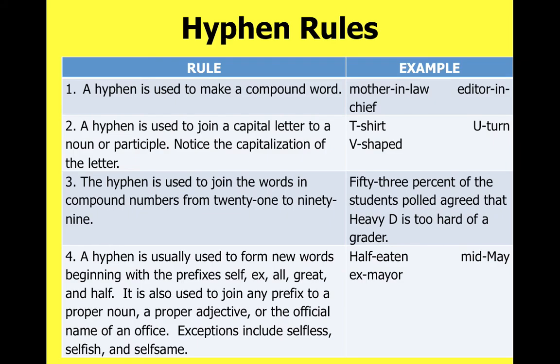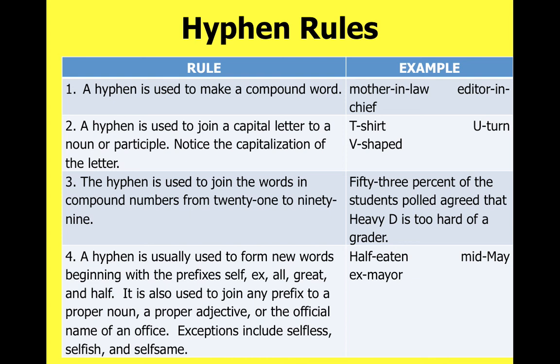So some rules for our hyphens. A hyphen can be used to make a compound word, like mother-in-law or editor-in-chief. A hyphen can be used to join a capital letter to a noun or a participle. So notice the capitalization of the letter in those examples: T-shirt, V-shaped, and U-turn. Rule 3, the hyphen can be used to join the words in compound numbers from 21 to 99. So, 53% of the students polled agreed that Heavy D is too hard of a grader.